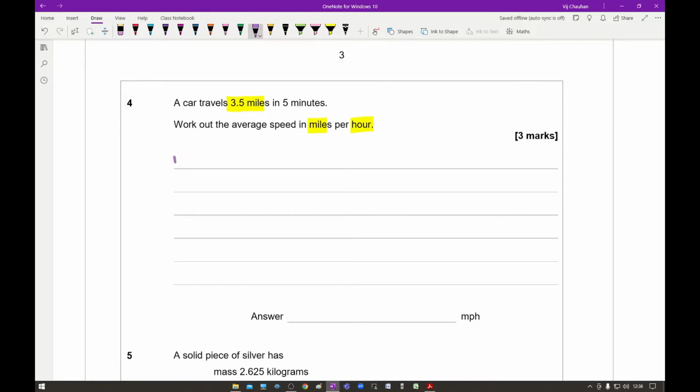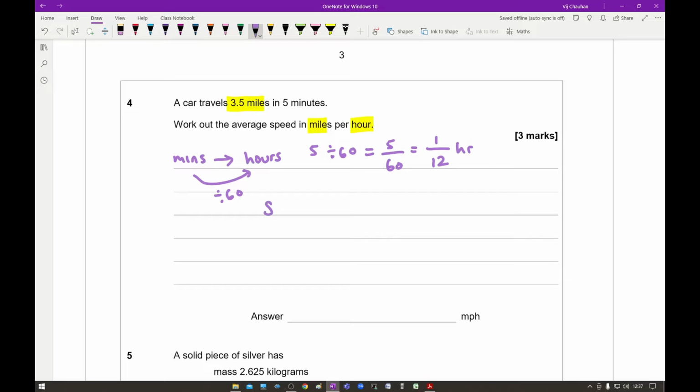Now to convert minutes into hours, all we need to do here is divide by 60. So from this, what we've got is 5 divided by 60, which if I write as a fraction gives us 5 over 60, and I can simplify that as 1 over 12. So it's going to be 1/12 of an hour.